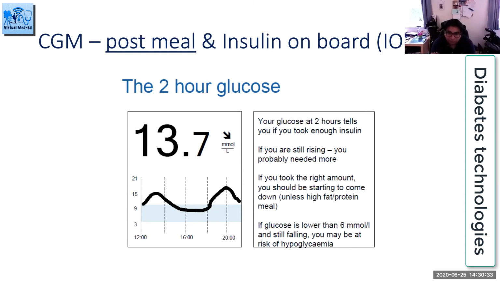So for example, in this case, you can see it's 2 hours down the line, glucose is 13.7, but it's coming down. And at 2 hours, you would expect you still have about 50 to 60% of insulin on board. So insulin is still working. Would you do anything? Probably not.